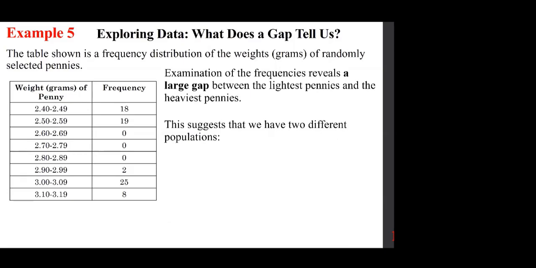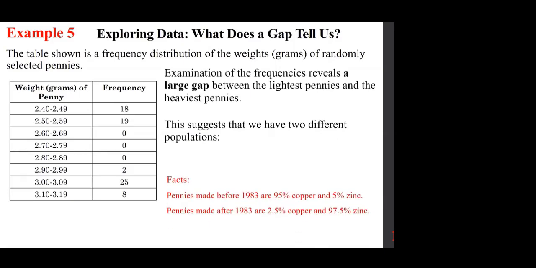However, a piece of information says pennies made before 1983 are 95% copper and 5% zinc. After 1983, things are different, 2.5% copper and 97.5% zinc. So that's why it changed its weight on the average. Again, that's a piece of information we may or may not have, and it's not important. The gaps can sometimes reveal things. All right, we're gonna move on.